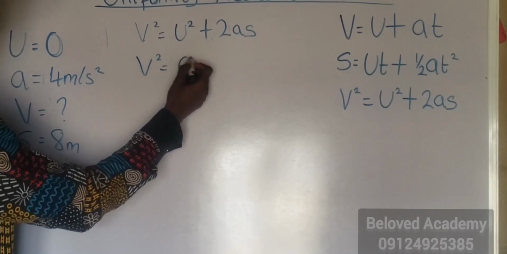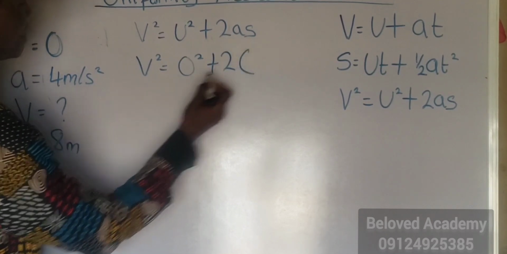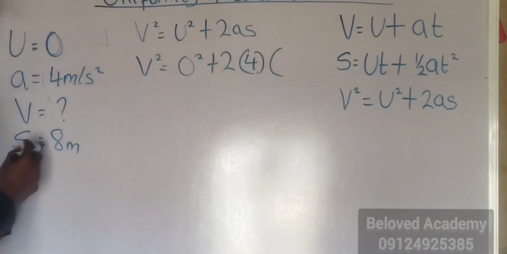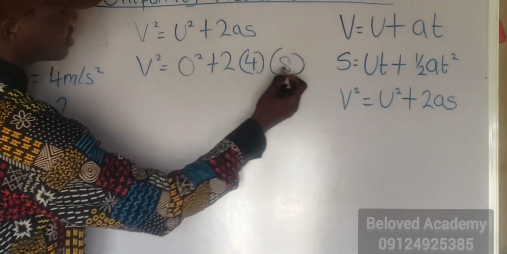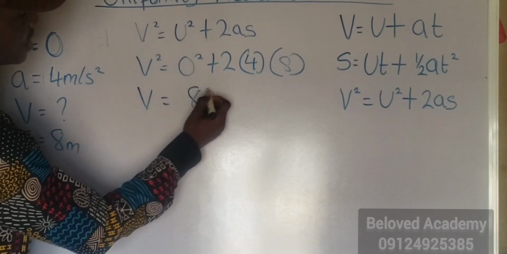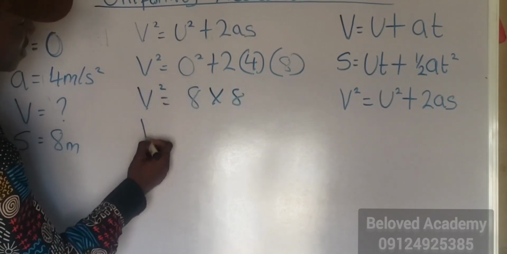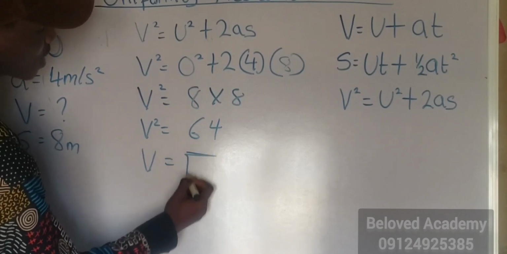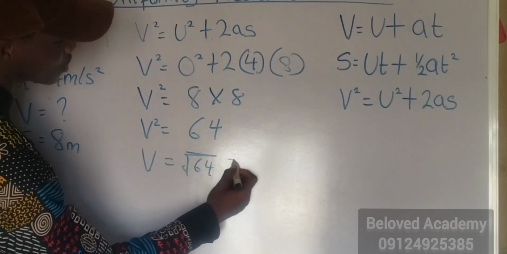u is what? 0. 0 squared plus 2 multiplied by a. a is 4, so multiplied by 4, multiplied by s. s is 8, so multiplied by 8. Do you understand? Now we have gotten to this point. 2 multiplied by 4 is 8. 8 multiplied by 8, that is 64. So v squared is equal to 64. So v is equal to the square root of 64, which is what? 8.